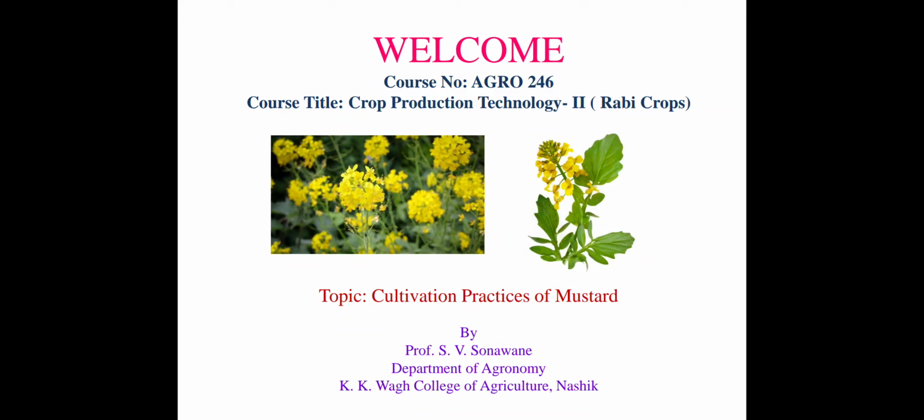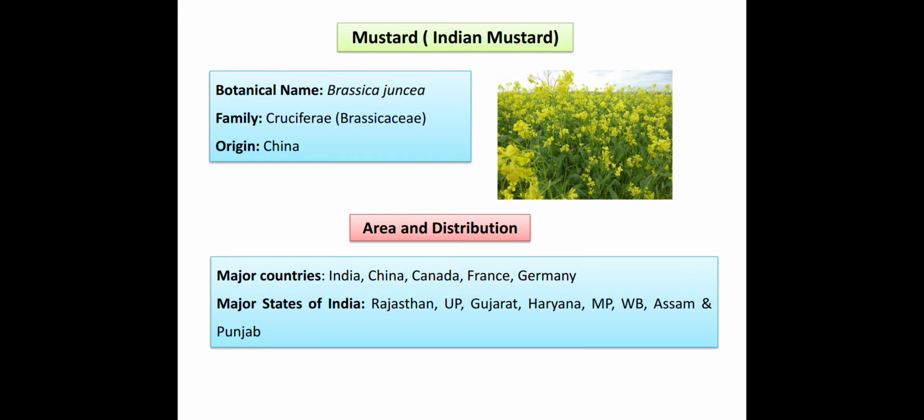And today our lecture topic is cultivation practices of mustard. Its botanical name is Brassica juncea and it is from the family Cruciferaceae, which is also known as Brassicaceae. It originated from China, and the major countries where Indian mustard is cultivated include India, China, Canada, France, Germany, whereas major states of India include Rajasthan, Uttar Pradesh, Gujarat, Haryana, Madhya Pradesh, West Bengal, Assam and Punjab.